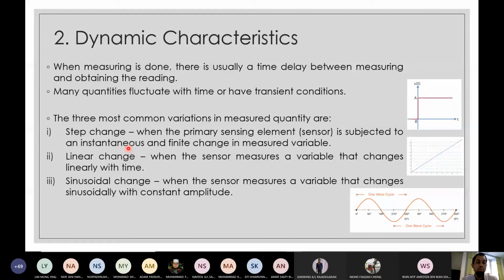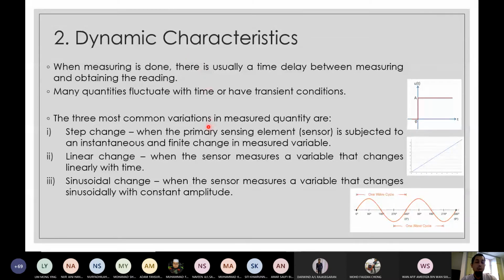Okay, now we move into dynamic characteristics. Dynamic characteristic is when you do a measurement, there is usually a time delay between the measurement and obtaining the reading, because many quantities fluctuate with time or have transient conditions. So there is a gap between when you start to measure and when the value becomes stable.